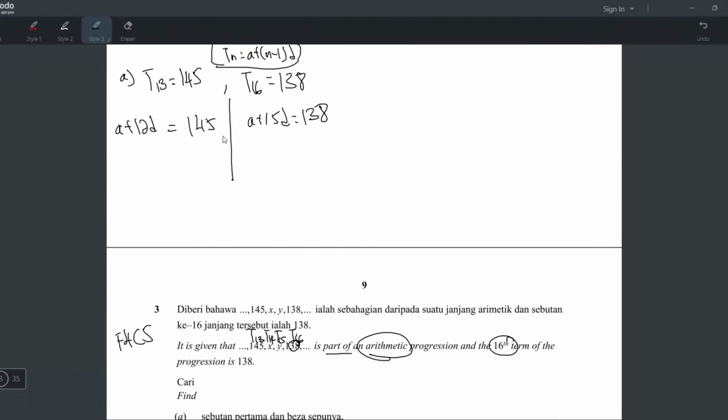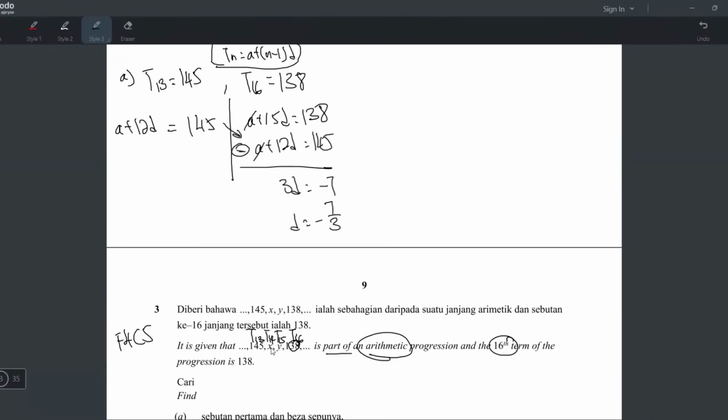And then now we do simultaneous equation. We can do substitution or elimination. Okay, I think I will just do elimination because A and A can be eliminated. And their arrangement is also already the same. A, D, and then number on the other side. A, D, number on the other side. So I'll just transfer this down here. A plus 12D equals 145. And then eliminate A, but we have to subtract. So A minus A, so zero. 15 minus 12 is 3D. 138 minus 145 will be negative 7. And your D is negative 7/3.